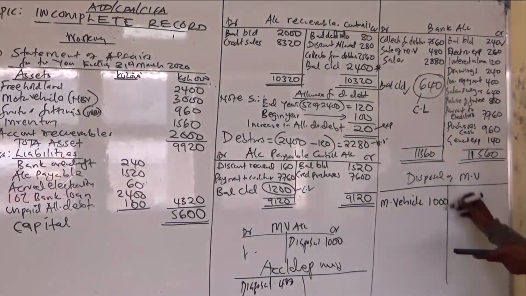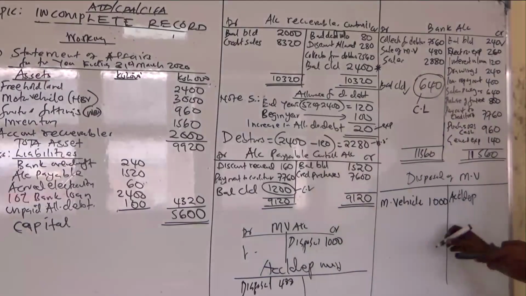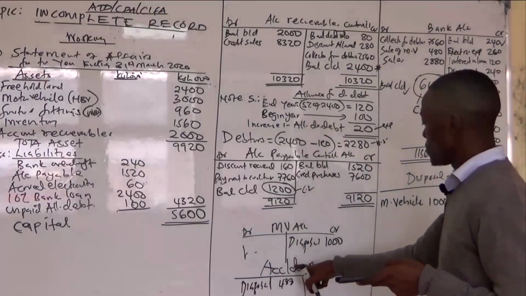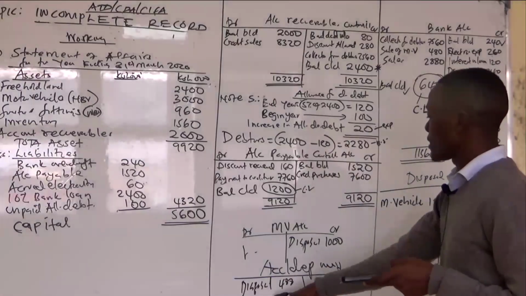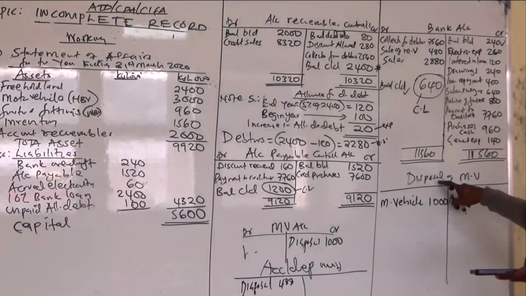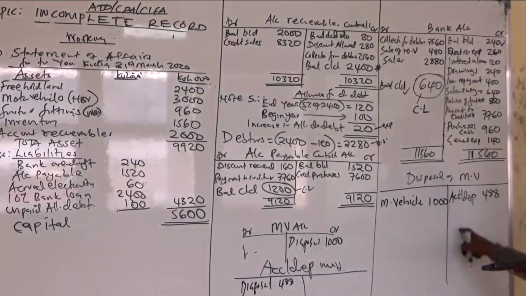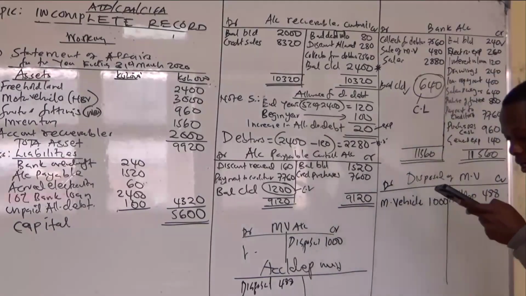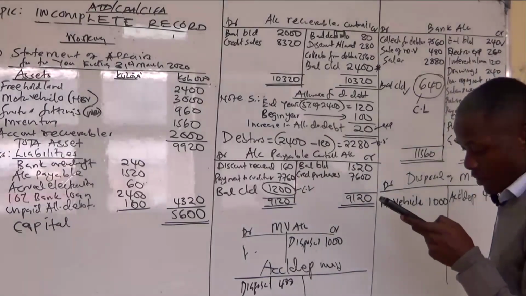Credit side. So we say accumulated depreciation, and how much? 488. So we debited accumulated depreciation but credited the disposal account. Here we credit the disposal account, and we debit the accumulated depreciation account. So let us look at it after disposal.